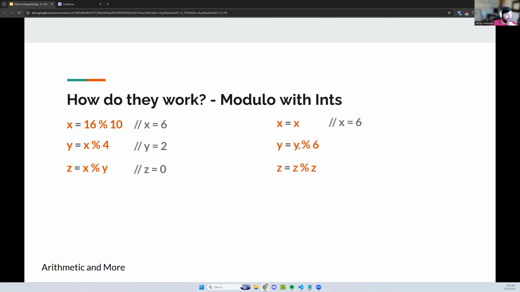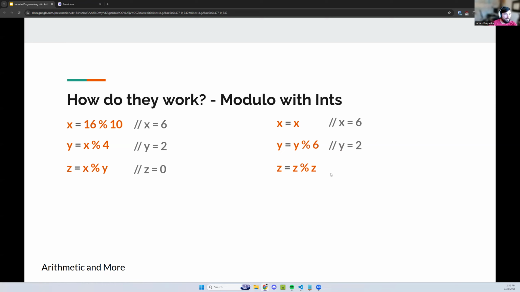So our fun side, yep, x equals x, never changes. But now we've got y equals y mod 6. So 2 mod 6. Think about that. What is that going to be? What's 2 mod 6 going to be? Well, how many times does 6 go into 2? No times, which means you're just left with the remainder of 2. It doesn't change it.